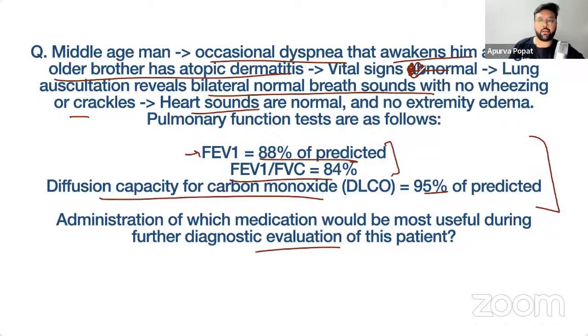Vital capacities are considered normal. This is asthma. FEV1 by FVC and DLCO, everything is normal. So if the patient comes to you with occasional, episodic dyspnea and cough, we are probably thinking about asthma. But this patient has all normal PFT findings. So during PFT, what can you give that can provoke asthma? That's what they are asking.